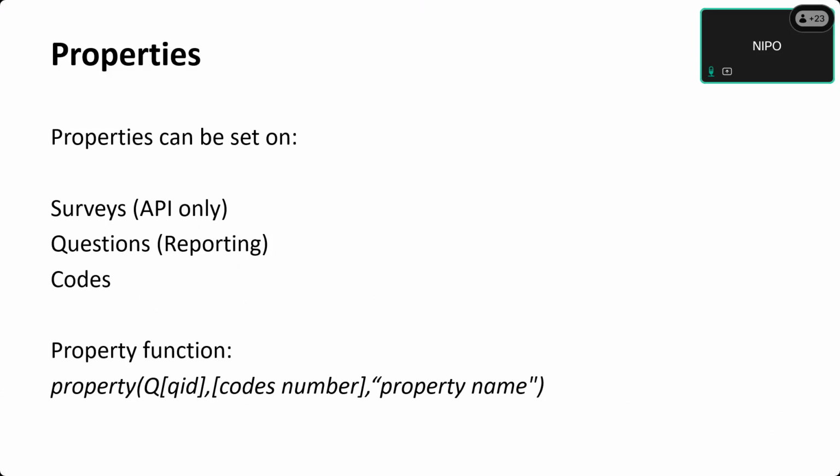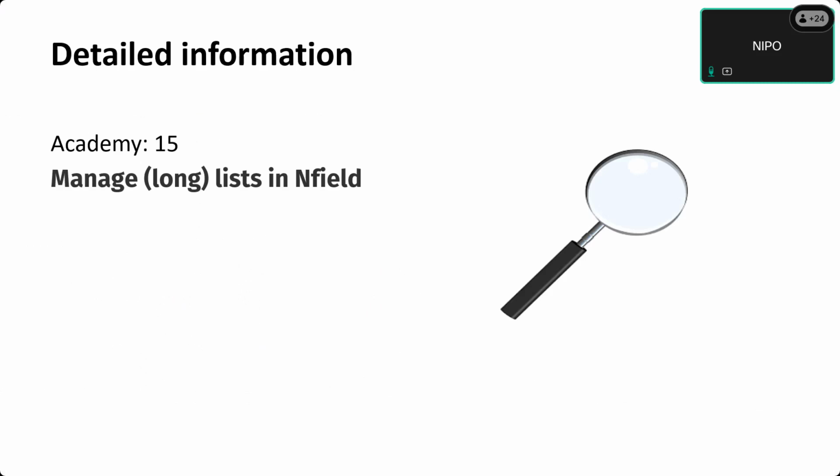And then finally you can set properties on codes, and those properties you can actually use in the script. You can use them to see to what property an answer code belongs, and you can use those properties to filter out lists. We have a property function for that. Very short reminder. As said, I'm not going into detail here because we already have Academy 15, manage long lists in Enfield, and that exactly explains how to use that property functionality. So I'm not going to repeat that here.